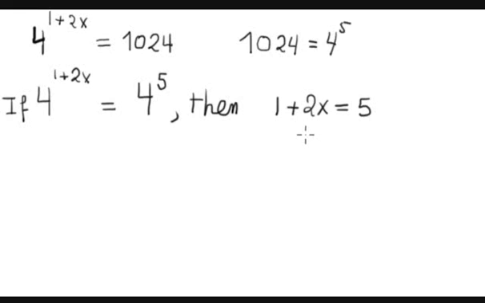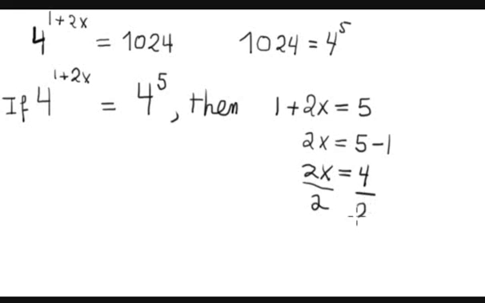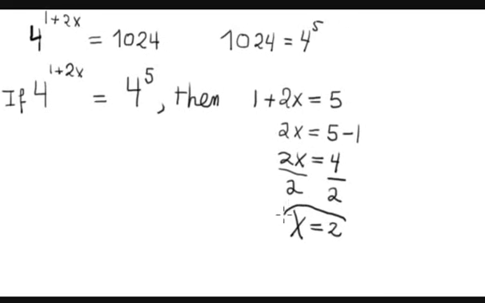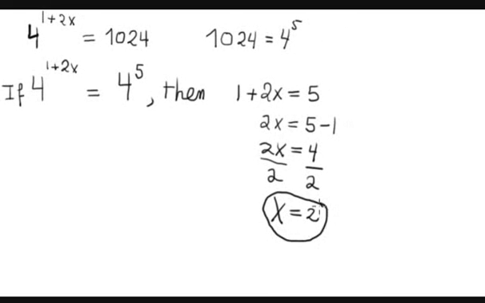2x is equal to 5 minus 1. 2x is equal to 4. Divided by 2, both sides, x equal to 2. This is the answer that corresponds in the handout to option A.